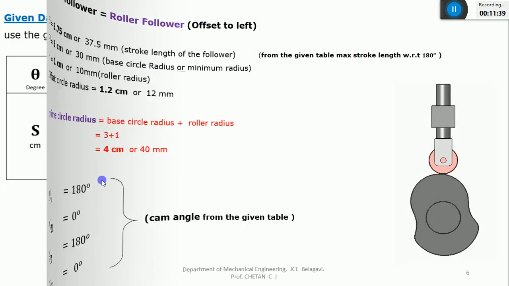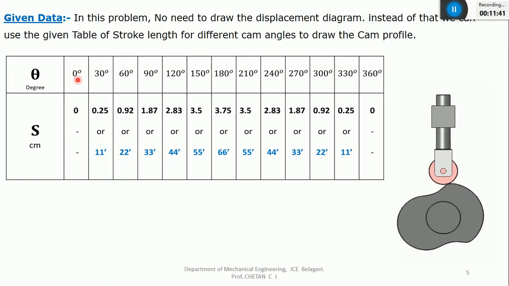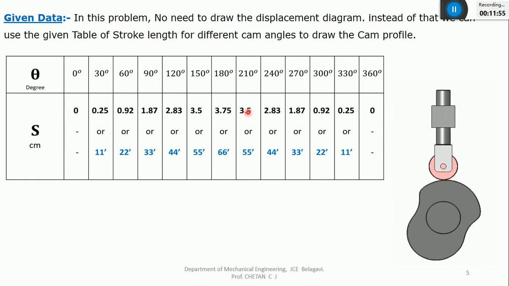From 0 to 180, it is rising, the distance is increasing. After reaching 3.75, for the next 180, it is coming down without taking rest. For the next 30, it is coming down to 3.5, and for the next 30 degrees, it becomes 2.83. It means 180 is the outstroke angle of the cam, and again for the next 180, it is a return stroke. There is no dwell in between the outstroke and return stroke.